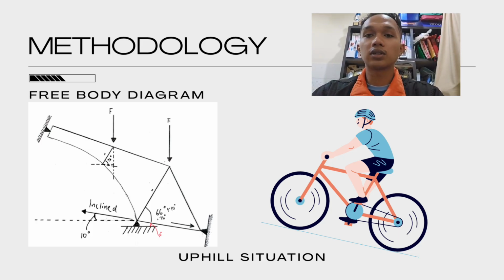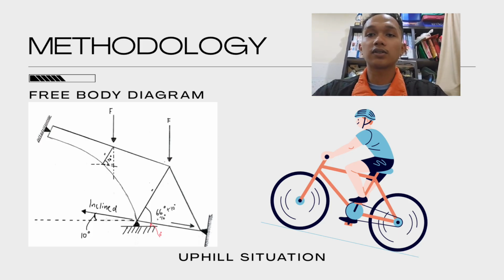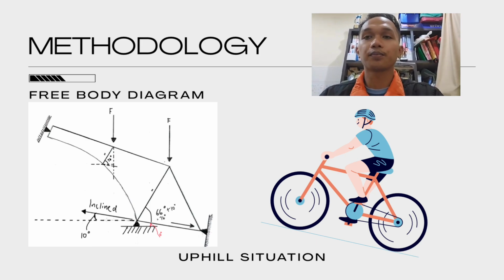So the key points of this free body diagram are that gravity splits into parallel, down the slope, and perpendicular components. The rider applies a forward force to climb, and the support resists motion down the slope.